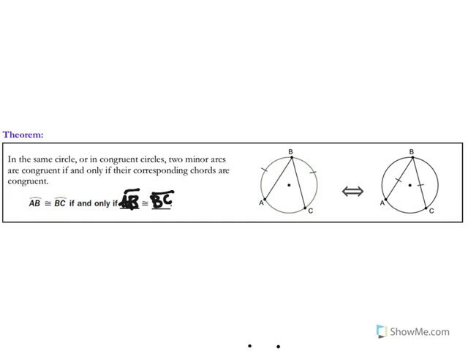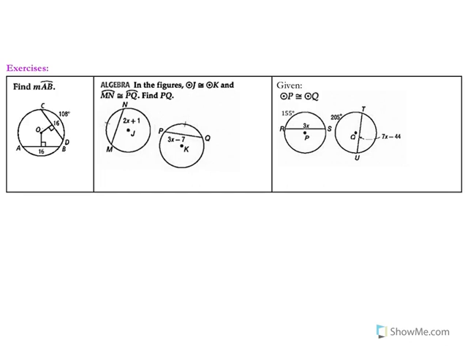Same thing if we went the other way around. So those arcs are congruent. I'm going to put little congruent marks. If I went the other way, if I told you AB and BC were congruent, then I could assume that arc BC and arc AB were also congruent. Okay, so let's use that to do a few examples.